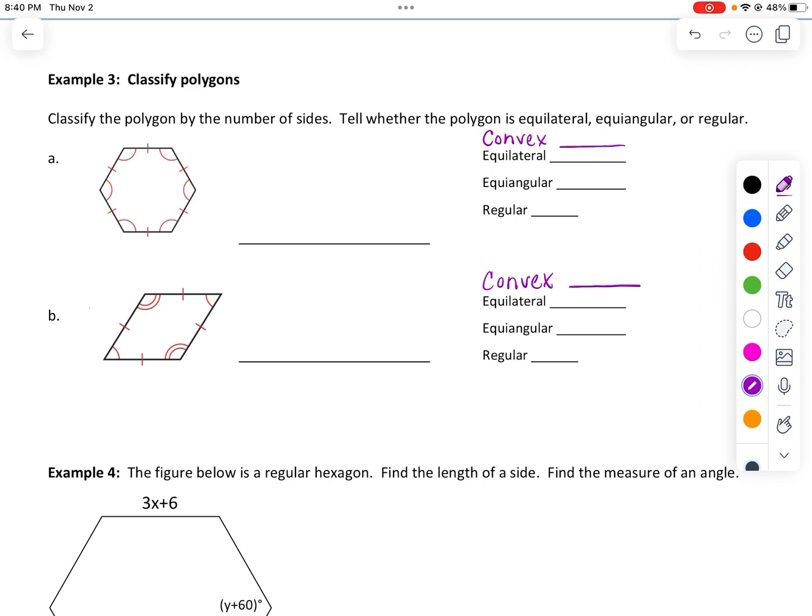All right, so first let's classify it. In part A, if you count up the sides, we have 1, 2, 3, 4, 5, 6. So this is considered a hexagon. All 6 sides have tick marks, all 6 angles have arc marks, and it does not go in on itself. It is considered convex. So we have a yes, yes, yes in our 3 tests. And so then, yes, it is regular. Again, you need those 3 tests. Yes, it's convex. Yes, it's equilateral. Yes, it's equiangular for the shape to be considered regular.